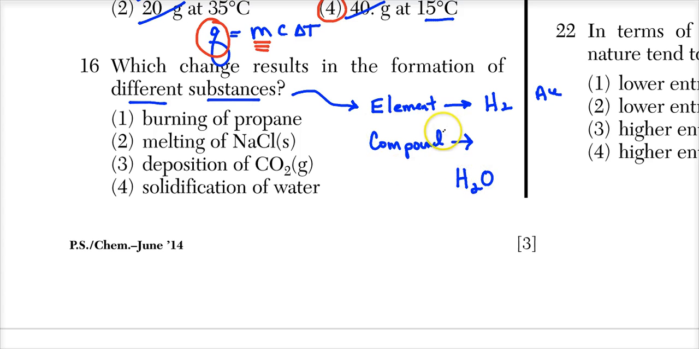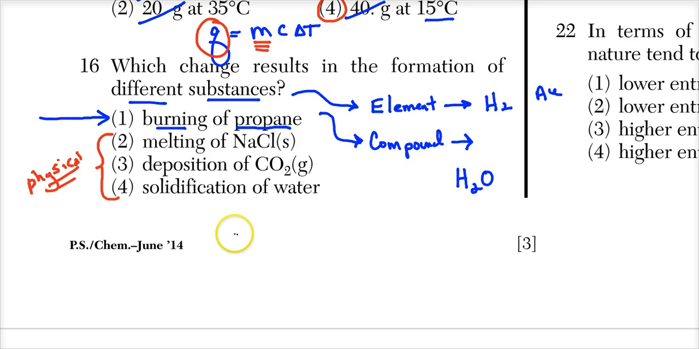Now, to make different substances, which by the way are all homogeneous, you would need a chemical change. So the only one there that's making a chemical change is the burning of propane. You're taking away propane and you're making CO2 and water. You should know clearly that melting, deposition, solidification, all of these in 2, 3, and 4 represent physical changes. You're not changing the chemical formula, you're just changing the phase.